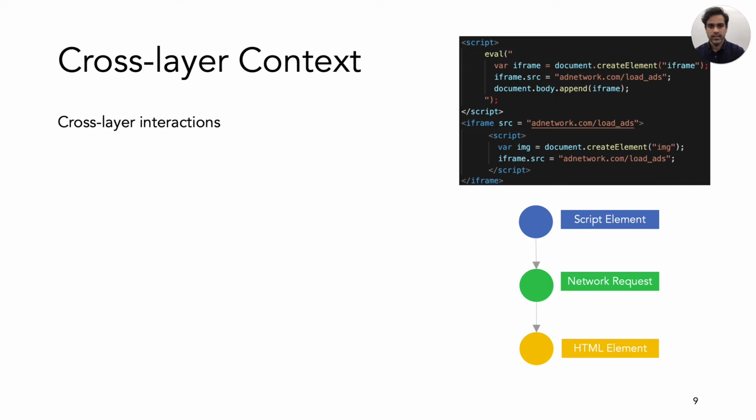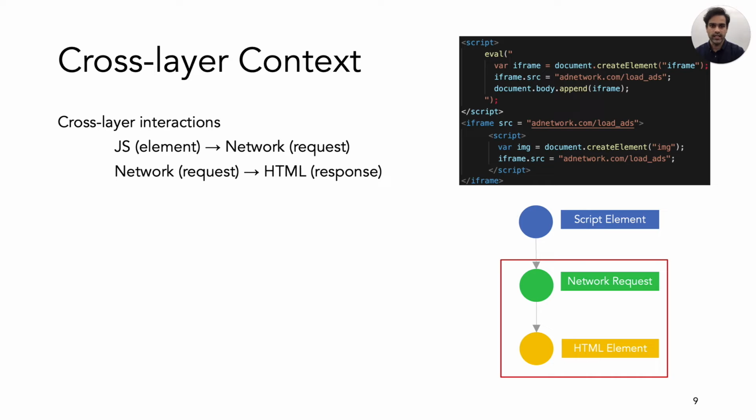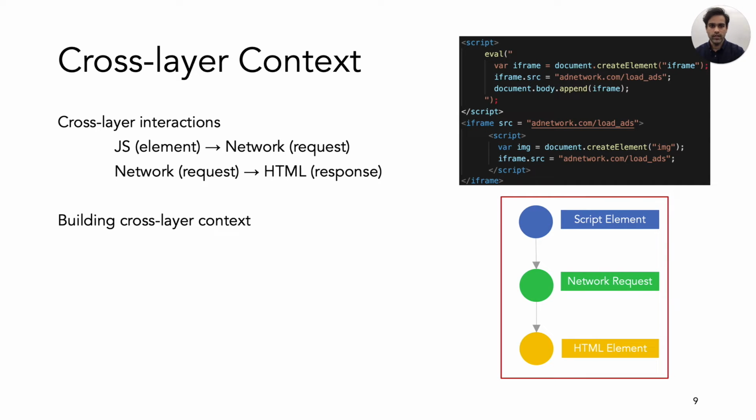But when we consider their interaction, we'll see a JavaScript element initiating a network request and a network request resulting in an HTML element. Overall, the provenance of these actions leads to the intent of the code. We can see something meaningful here. We can see that a script was responsible for initiating a network request that resulted in an iframe.